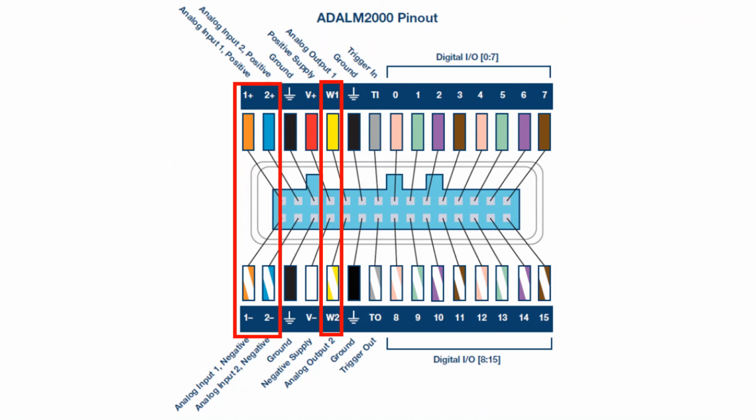On the pinout of the M2K, the two analog probes, +1 and -1, and +2 and -2, are used again along with either the W1 or W2 analog output pin to connect to the network analyzer with a circuit and create a signal.